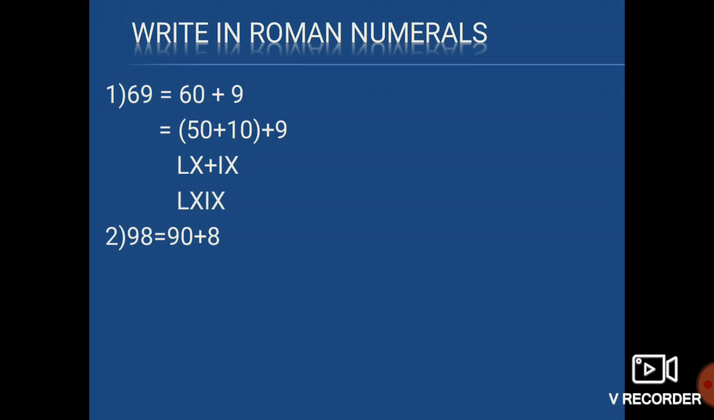Next, second example, 98. We'll write it as 90 plus 8. And we'll further simplify it as 100 minus 10, that is 90, and add it to 8. Now we'll represent it with Roman numerals. So 100 we know we represent with the symbol C and 10 with X. So 90 in Roman numerals is written as XC and 8 we represent using VIII. So adding all together we'll get XCVIII.